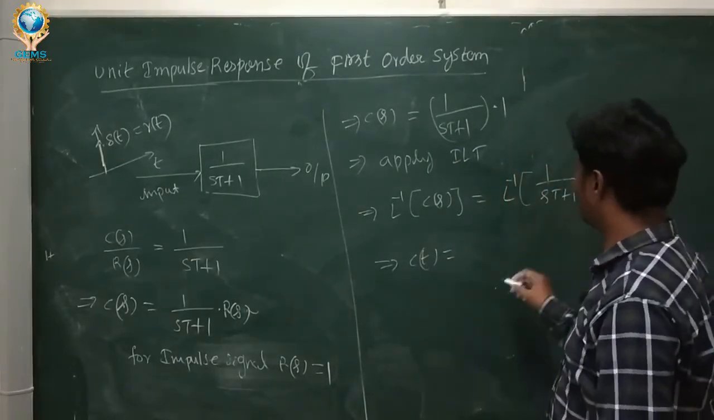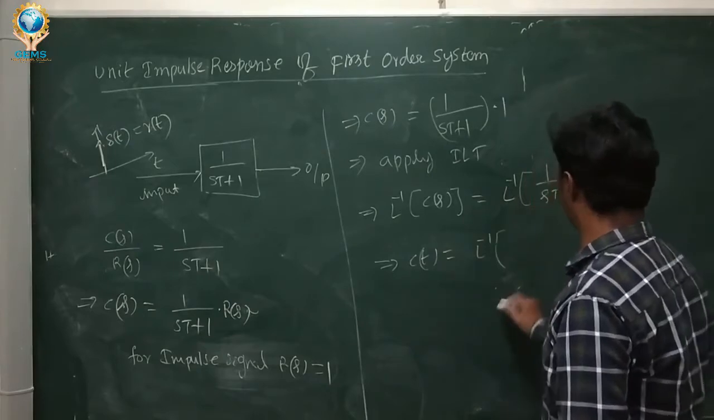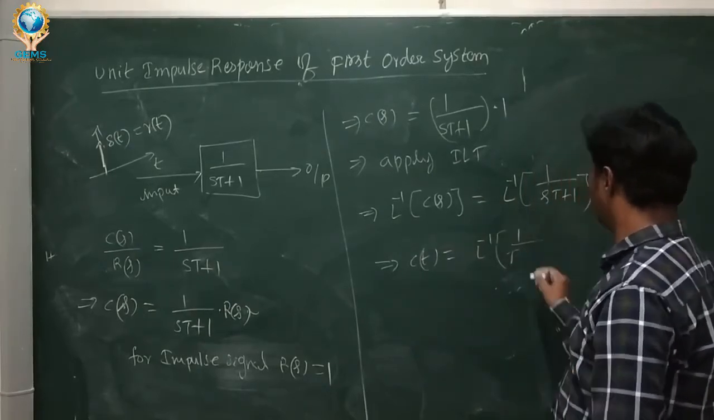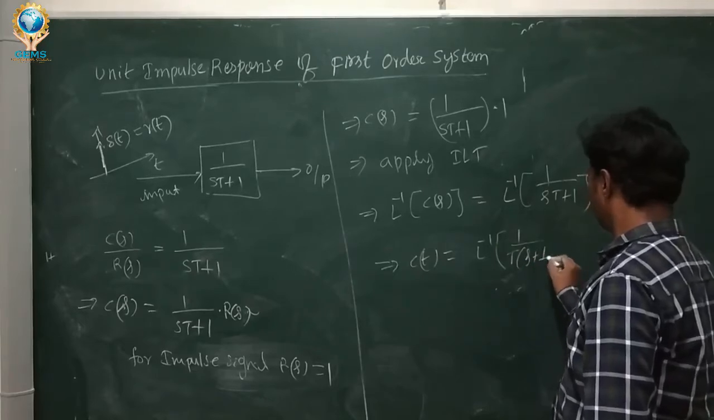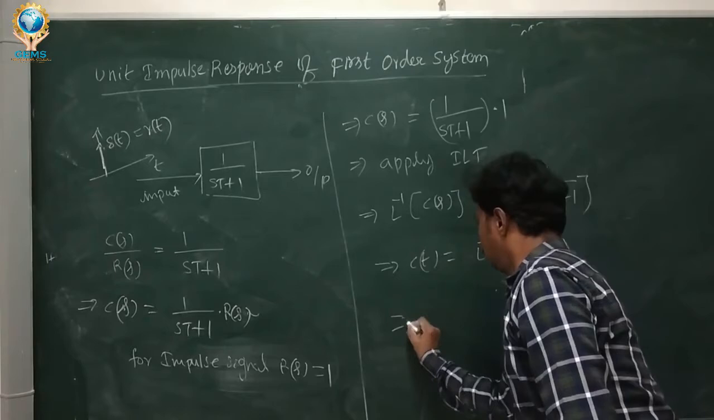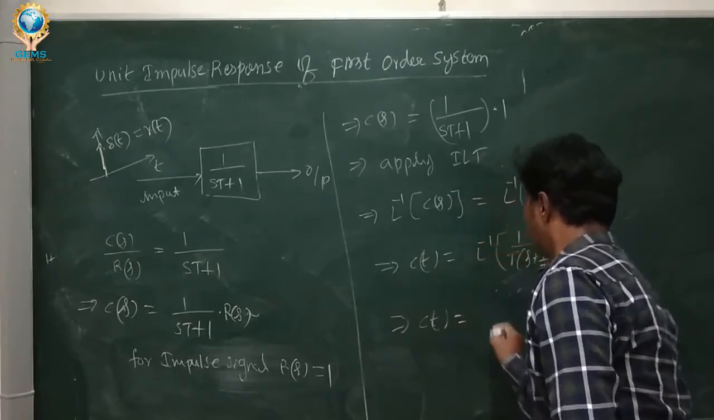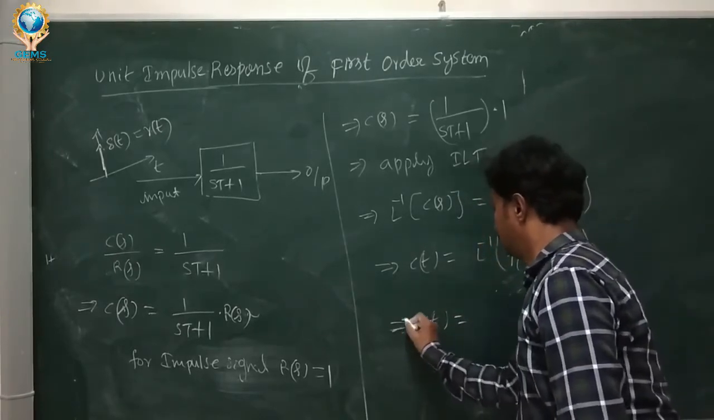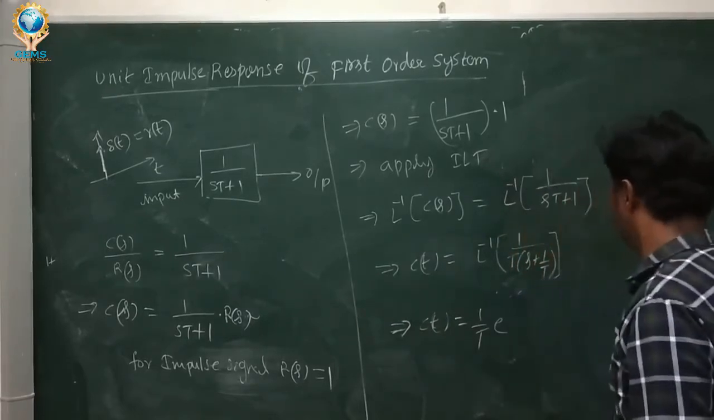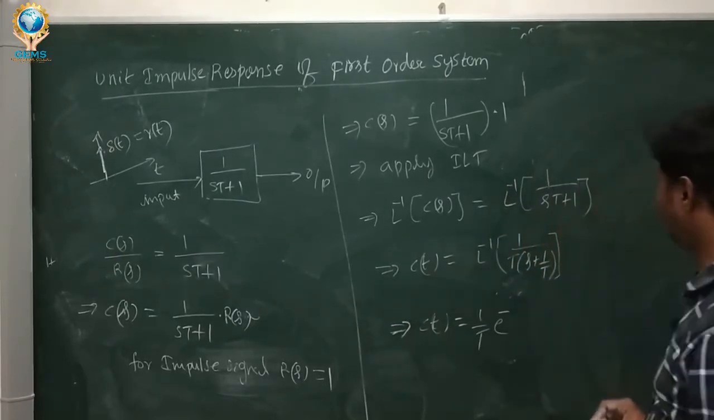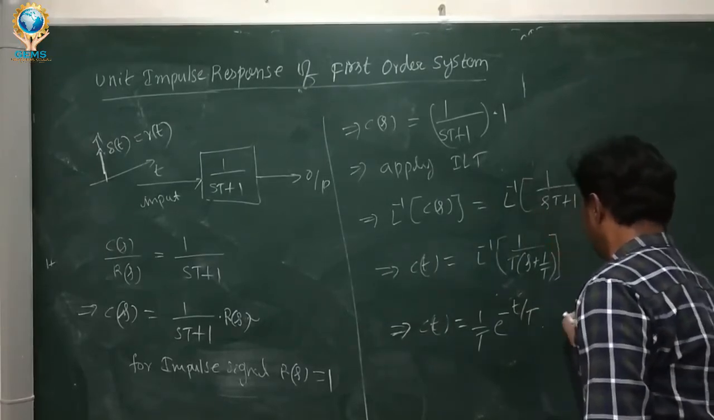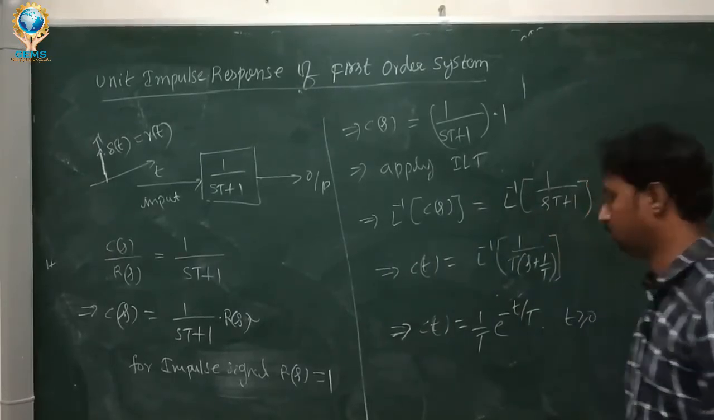So you take T common here. So 1 by T, when you take T common, s plus 1 by T, right? So c(t) is equal to 1 by T e raised to minus t by T, for t greater than or equal to 0.